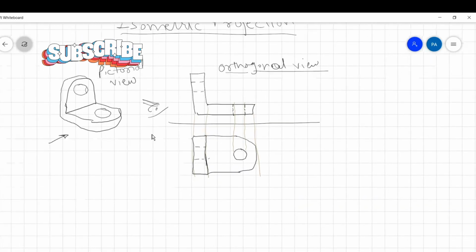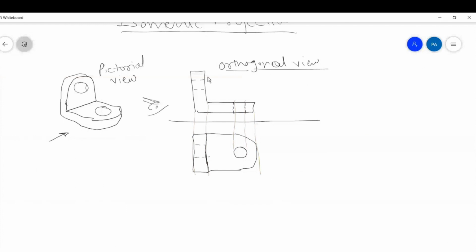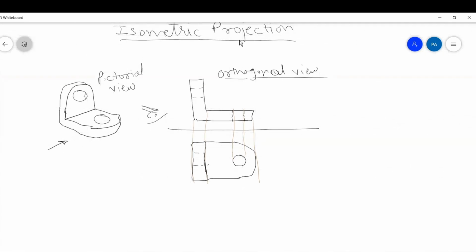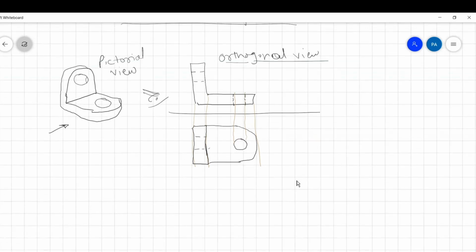Now, if this is given to you, will you be able to construct this? And when you construct this pictorial view from this given view, then it is called isometric projection. So it's exactly the reverse step. Drawing this from this is orthogonal, and drawing this from this is isometric.